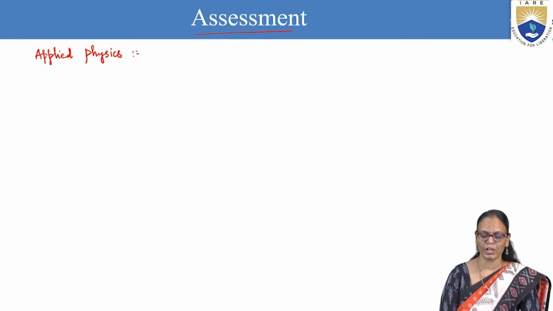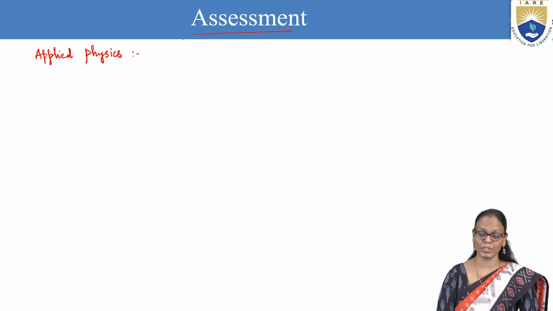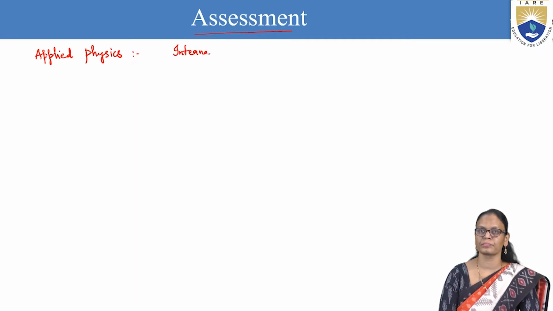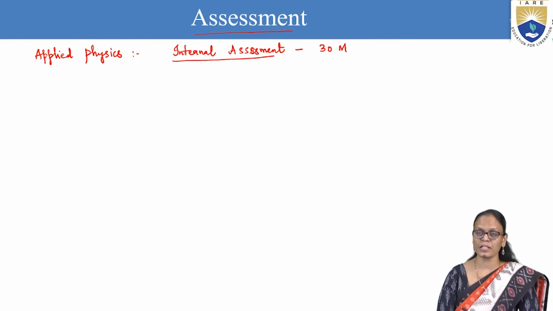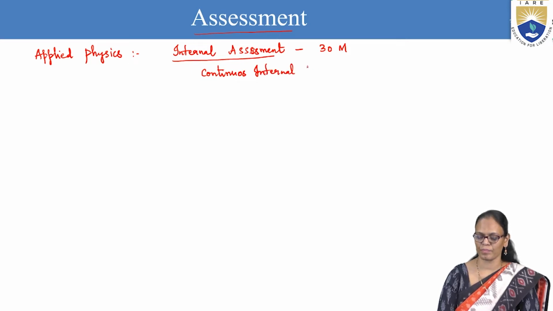In Applied Physics, we have two types of assessments. The first one is internal assessment, which is for 30 marks. In internal assessment, we have two things. One is continuous internal evaluation.